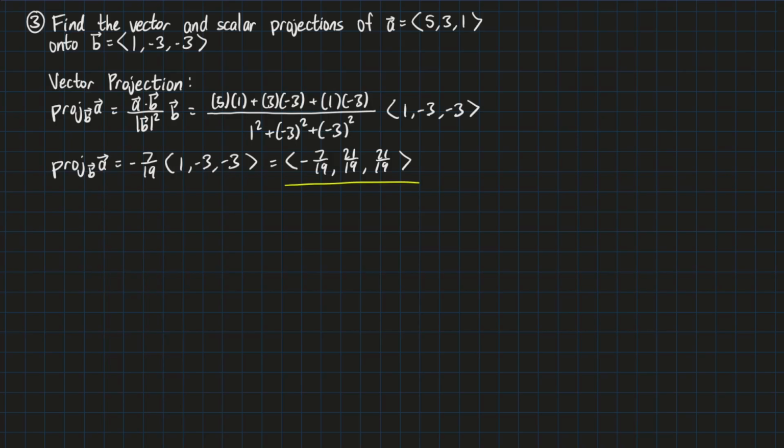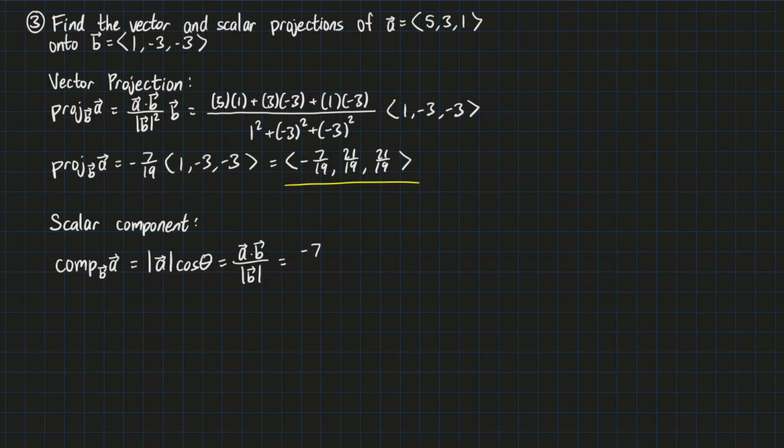Now we will find the scalar component. So we use the component formula of A onto B. This is the magnitude of A times cosine of theta, which equals A dot B divided by the magnitude of B. And this equals negative 7 over the square root of 19. This is just the square root of the denominator of the projection.